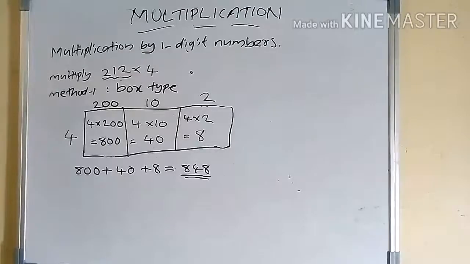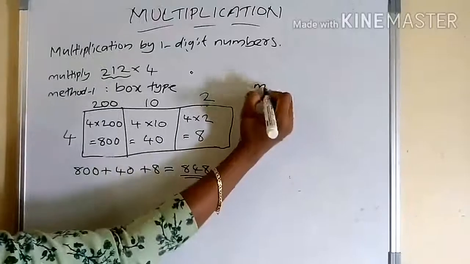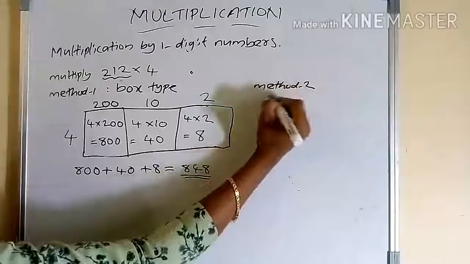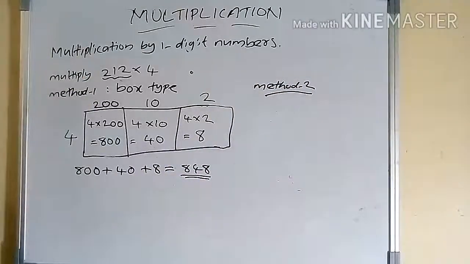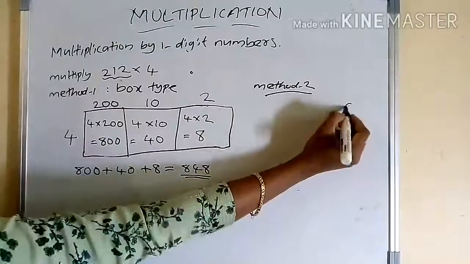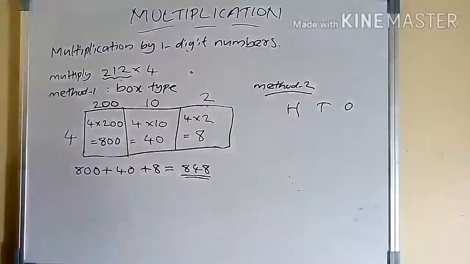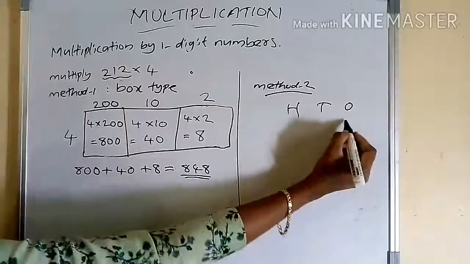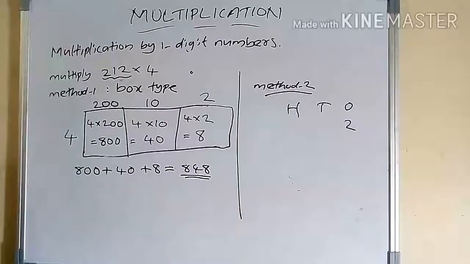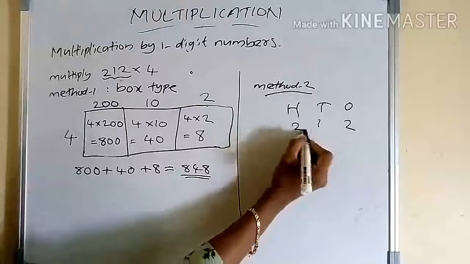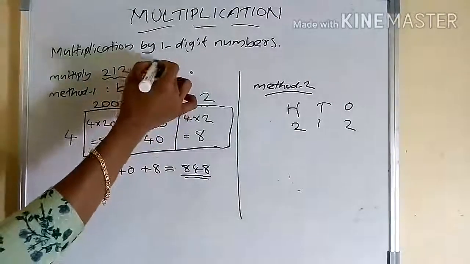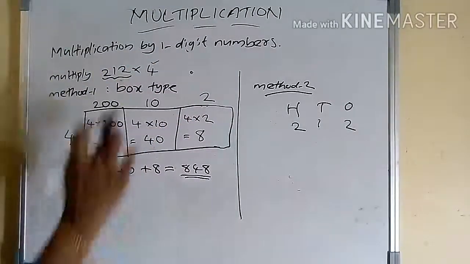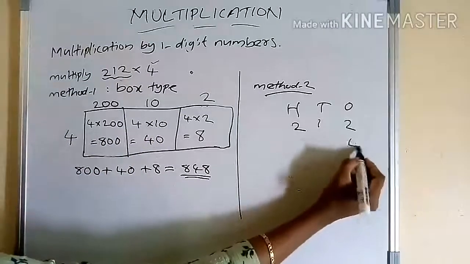Next, method 2, the column method. 212 is a 3-digit number, so we write the 1's column, 10's column and 100's column. In 212, how many ones? 2. So, write 2 here. How many tens? 1 ten. So, write 1 in the 10's column. How many hundreds? 200. So, write 2 in the 100's column. 4 is a 1-digit number. So, how many ones in this number? 4. So, write 4 in the 1's column.